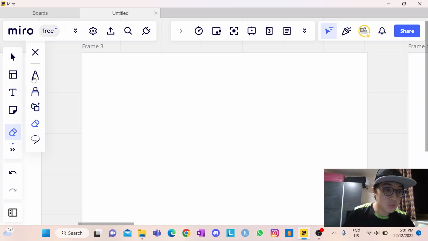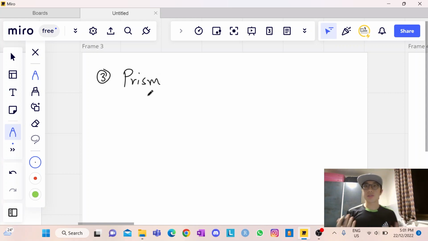Next we are going to look at the prism. Number 3 is the prism. So what is a prism? A prism is basically where the 2 ends are the same shape, and then you make it a 3D one. So we can have a triangular prism, which looks like a tent.